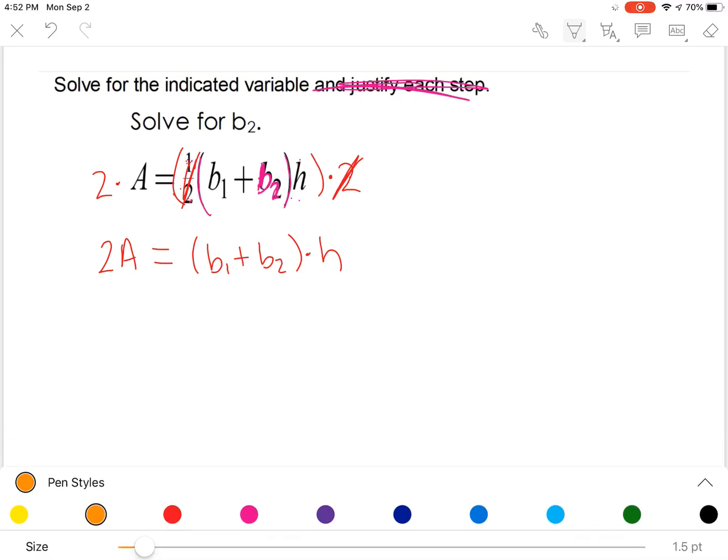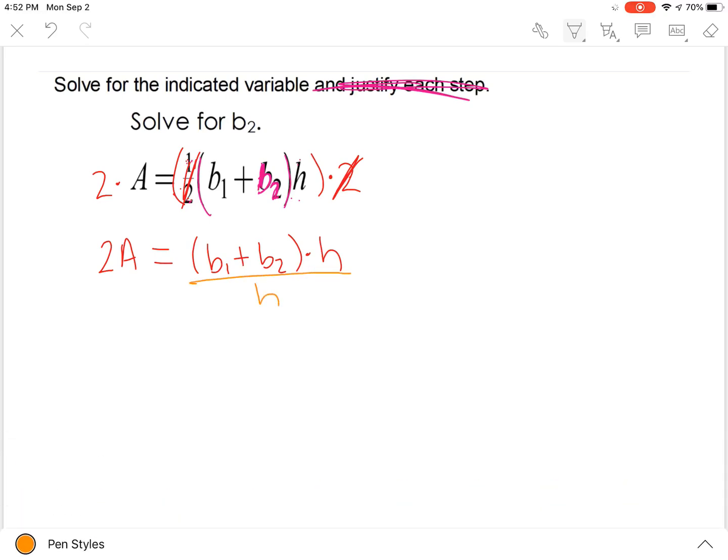Now let's move that h. Well, the opposite of multiplying by h is dividing by h. So we have 2a divided by h. We can't simplify that at all, so we just have to leave it as division. h divided by h, that's just 1. So really all we're left with over here is b1 plus b2. And since that's all that's left, we don't actually need to write these parentheses anymore.